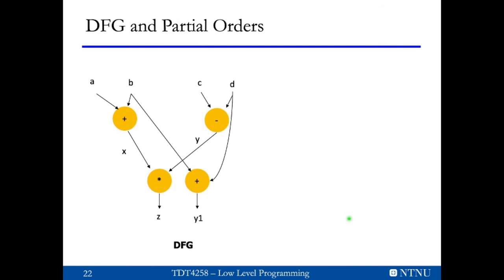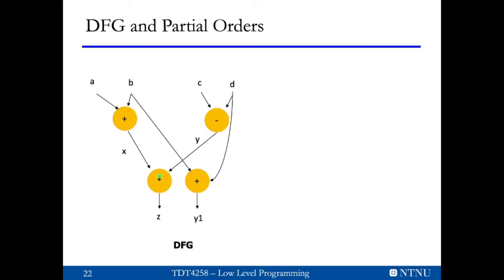Now, in modern processors, you often have superscalar execution. So, for example, you can do an addition and a multiplication or two additions or whatever in parallel. So, in order for a compiler to determine which operations can be safely executed in parallel, you can define so-called partial orders. So, for example, you see that this addition operation and this subtraction operation are not dependent on each other. So, since they're not dependent on each other, we can execute them in parallel if we have enough functional units available in our processor.